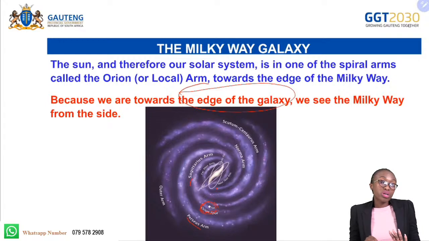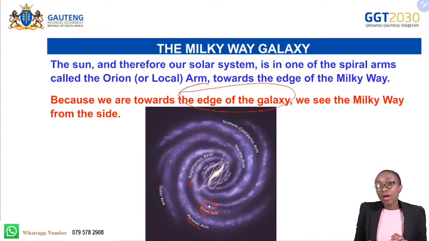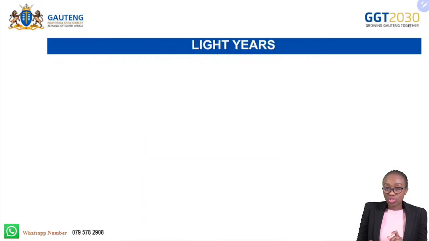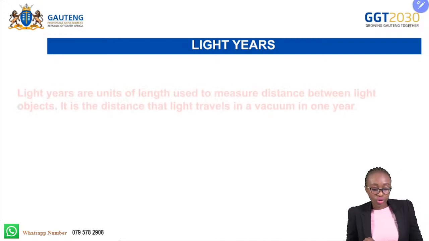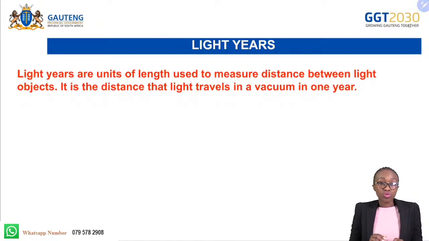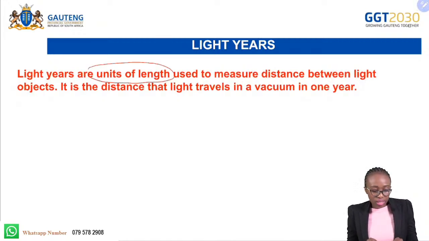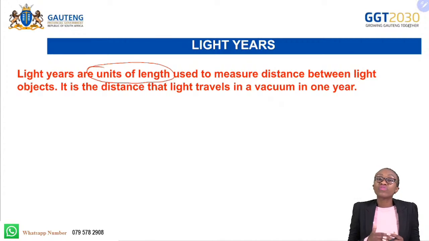So when astronomers, or different kinds of people, are looking up in space, we tend to see it from the side because of our position. Now let's talk about light years. We defined light years in our terminology. Light years are units of length. We even used 25,000 light years as an example: we said we are 25,000 light years from the center of the Milky Way galaxy.